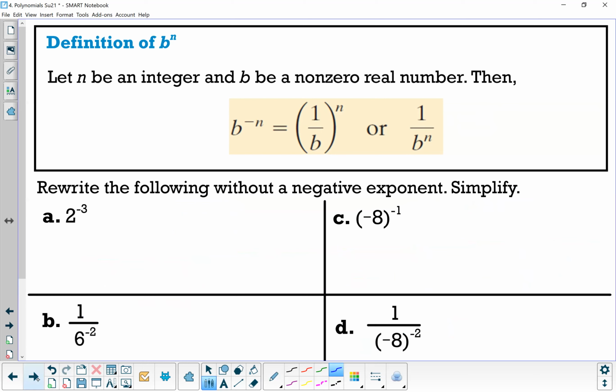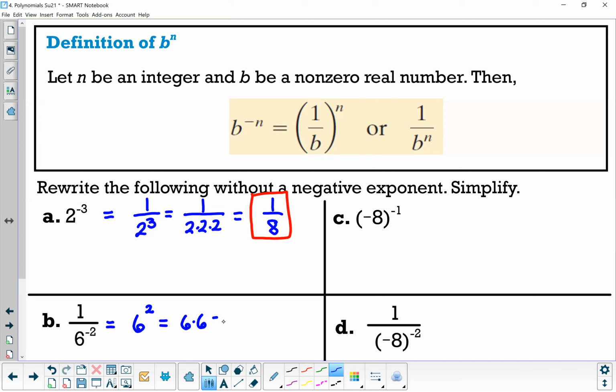We have 2 to the negative 3. Based on our rule, if I take the reciprocal of my base here, my exponent becomes positive. So I have 1 over 2 cubed. I can simplify that. Remember, that's 1 over 2 times 2 times 2, which is 1/8. All right, letter B, we have 1 over 6 to the negative 2. So when we take the reciprocal, that's equal to 6 squared, which is 6 times 6, which equals 36.